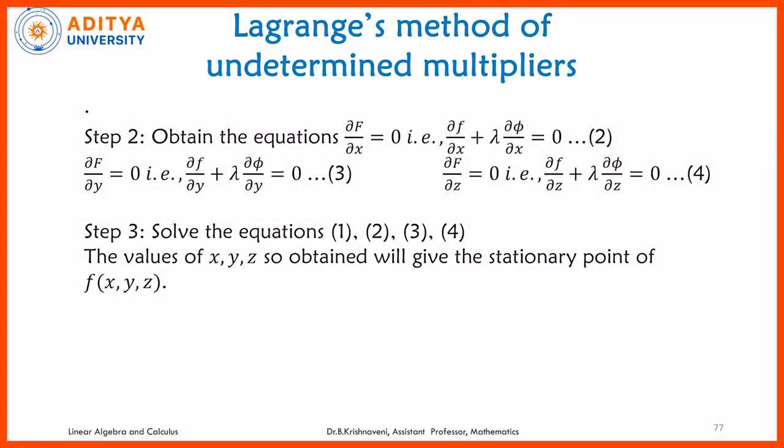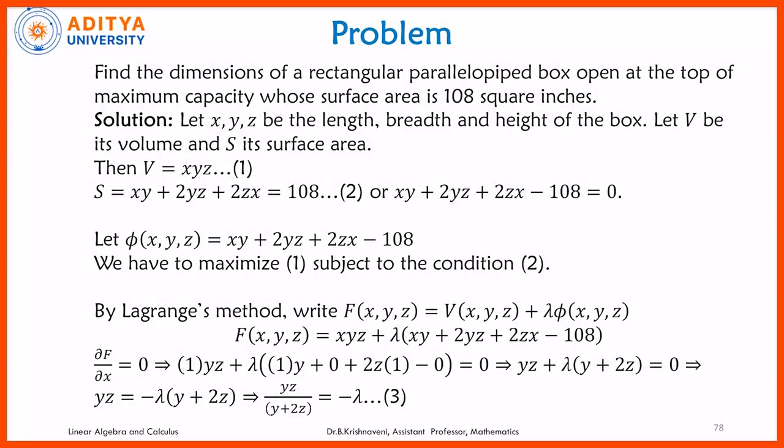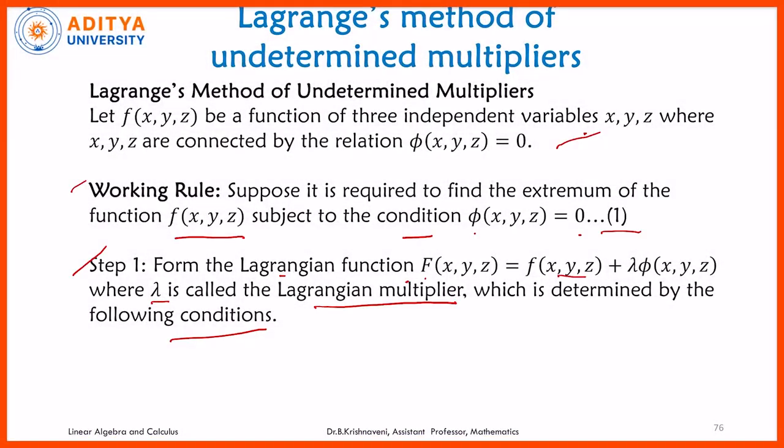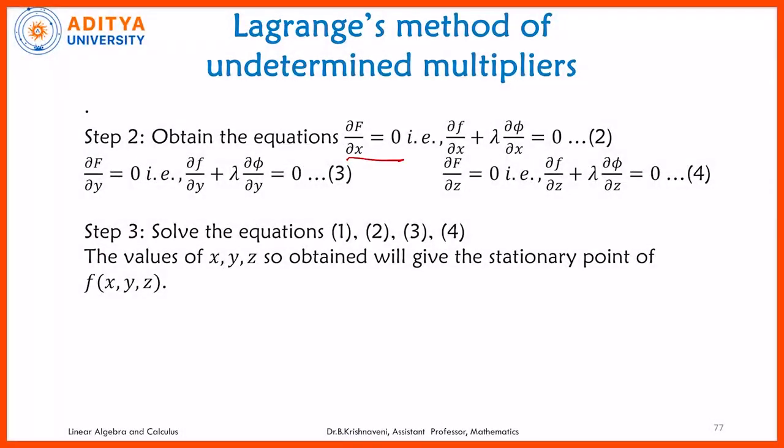Now step 2. Obtain the equation dou F by dou x is equal to 0. What F is? F is f plus lambda phi. So with respect to x means dou f by dou x plus lambda into dou phi by dou x equated to 0. Next, dou F by dou y is equal to 0, that is dou f by dou y plus lambda dou phi by dou y is equal to 0. And dou F by dou z is 0, which is dou f by dou z plus lambda into dou phi by dou z is equal to 0. Let these equations be numbered equation 2, equation 3, equation 4.